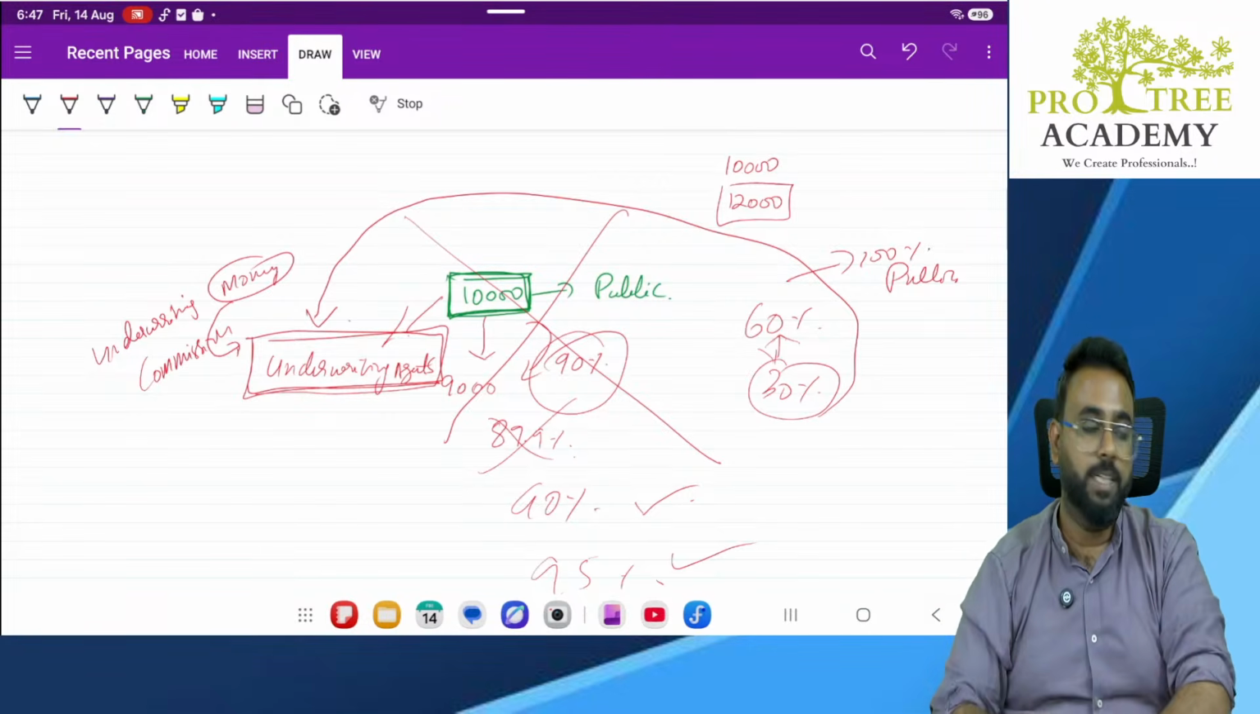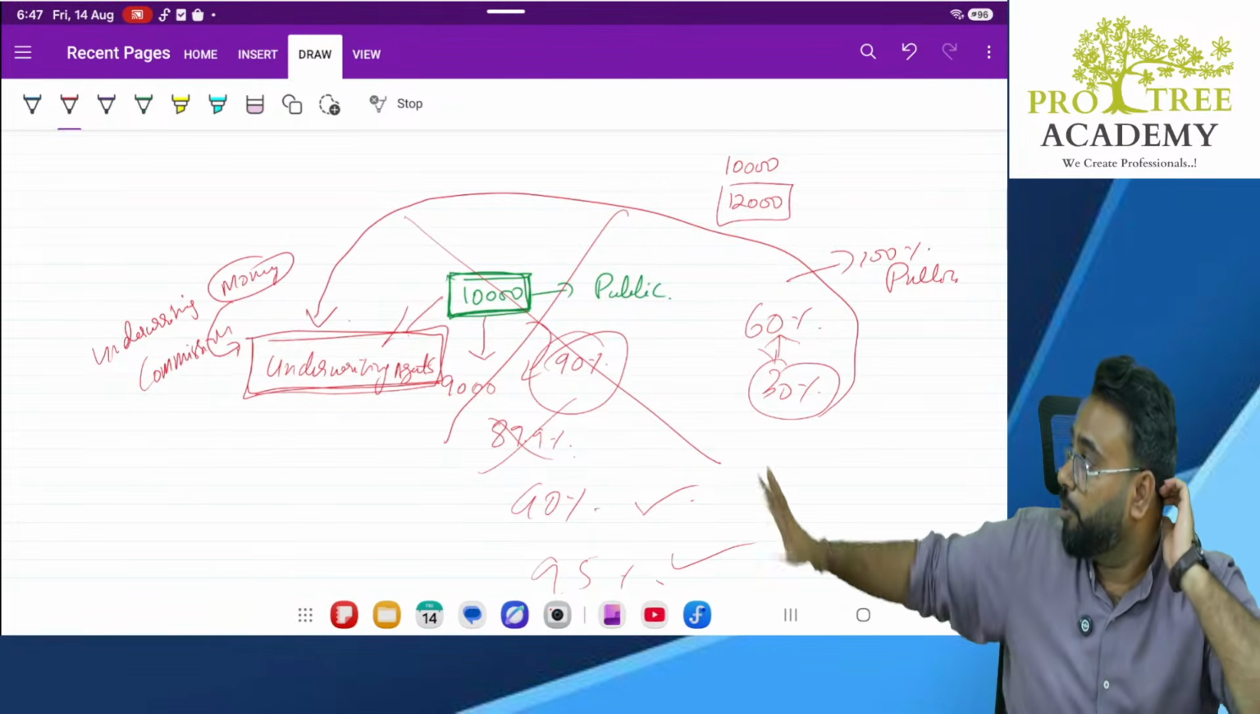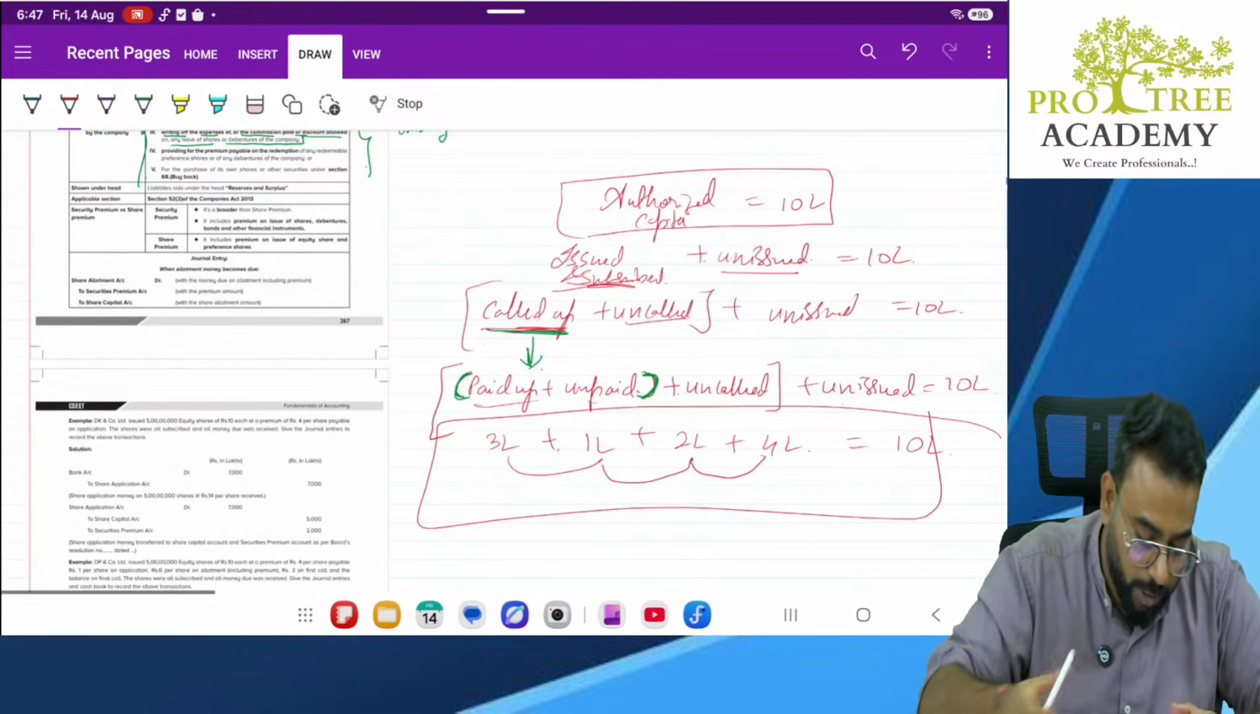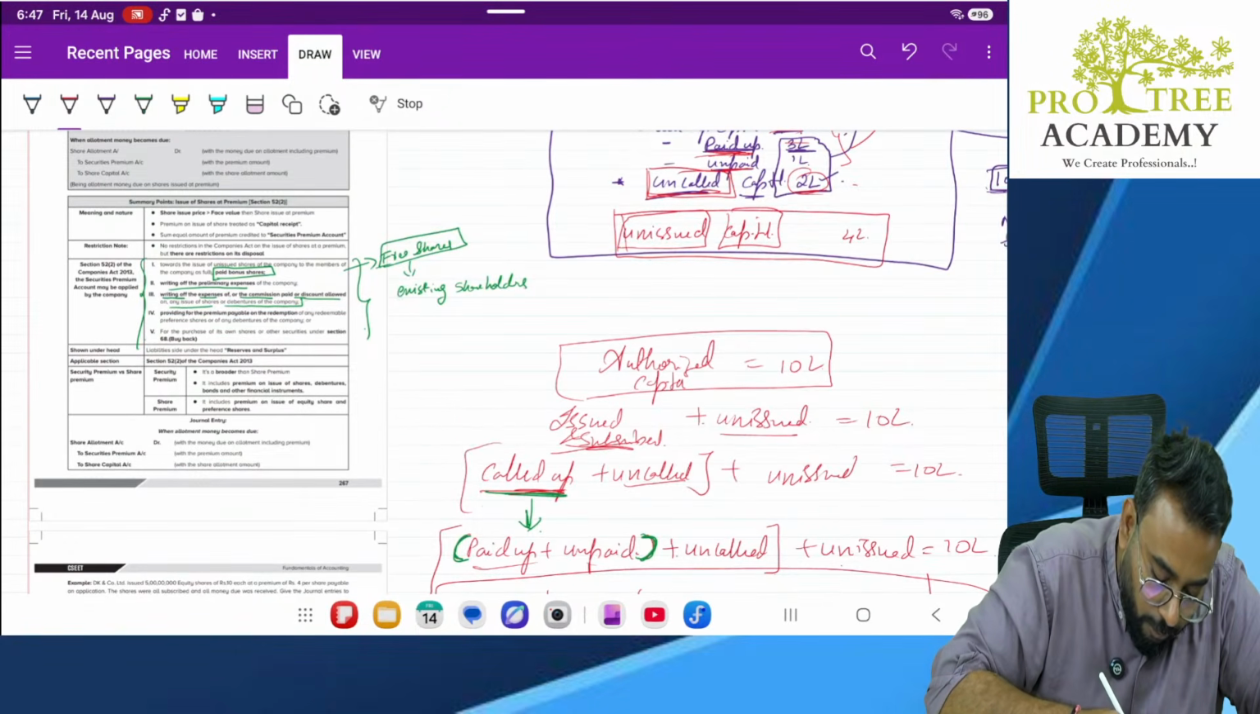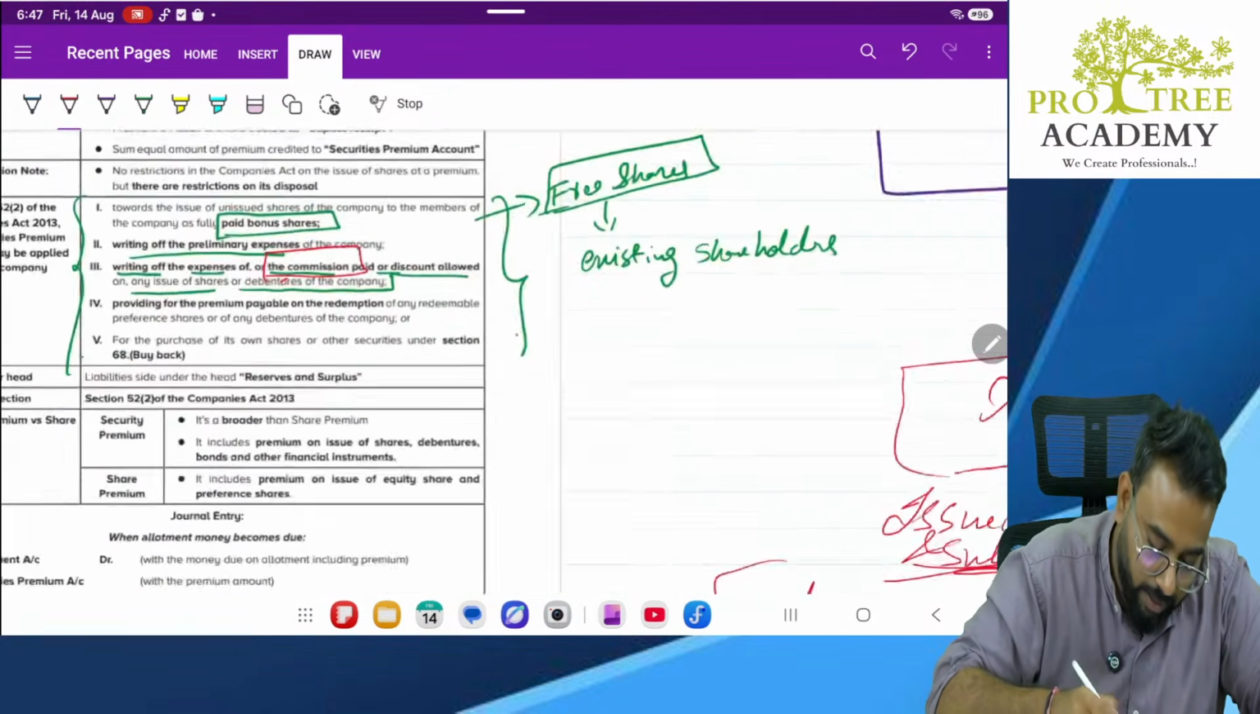Whether they apply 100% by the public or the public doesn't apply, still you have to pay underwriting commission, and you can use the premium to write off any expenses of commission. Clear? Next.